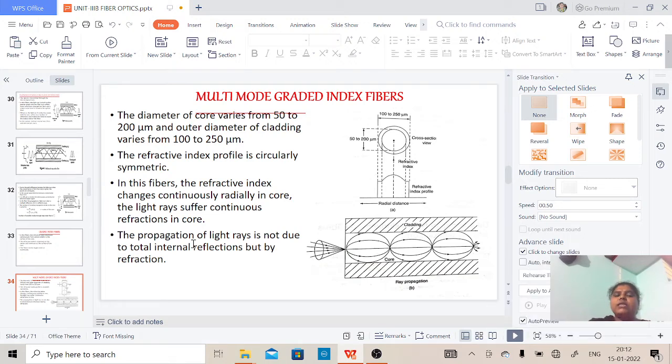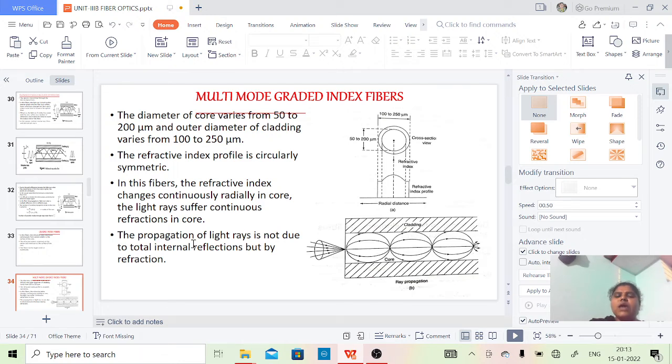That means the diameter of the core varies from 50 to 200 micrometers and the outer diameter of the cladding varies from 100 to 250 micrometers. Now the refractive index profile is circularly symmetric. That means it varies continuously from the center to the core-cladding interface. That's why in these fibers the refractive index changes continuously, radially, in the core.